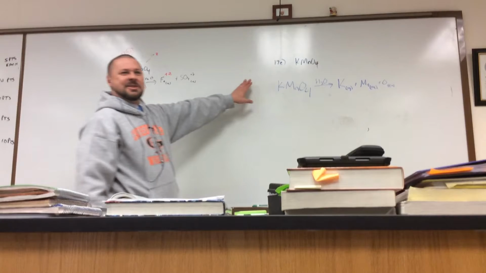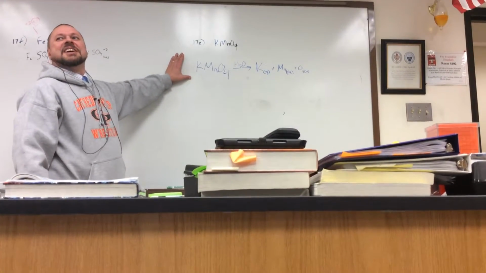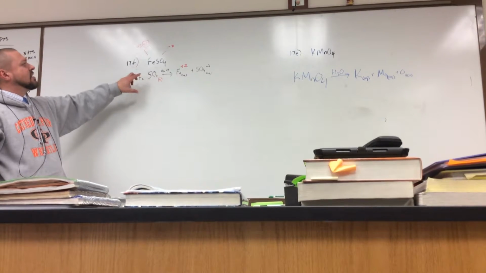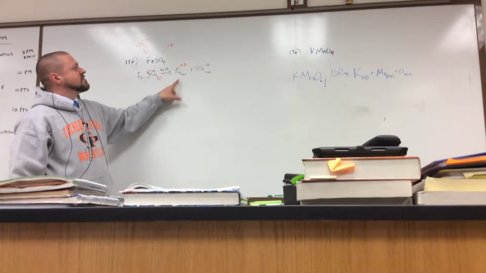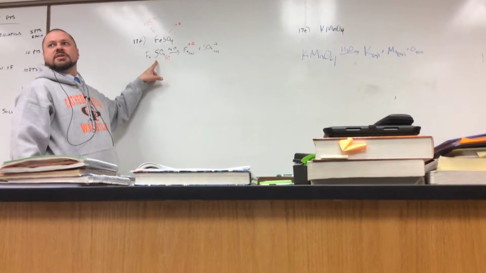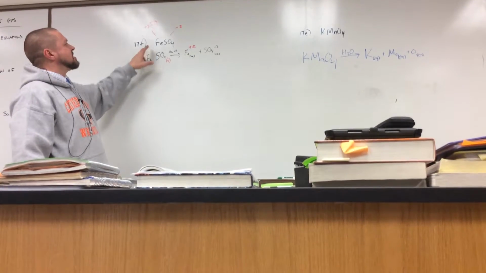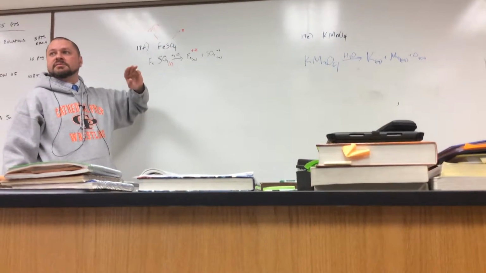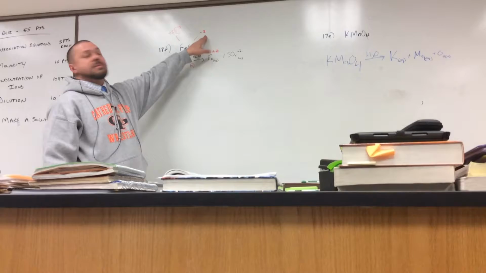Now this one, we got some problems, right? Wait, why is it 2 over 3? It's got to be +2 because these 2 charges got to cancel out because this thing has no charge. If this thing was FeSO4 +1, then this would be +3, and that'd be -2.